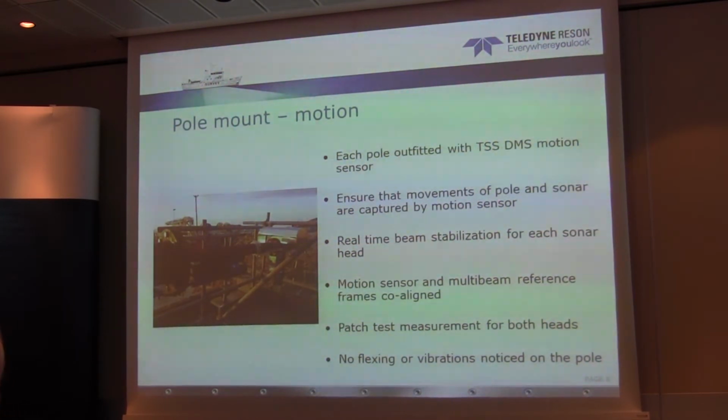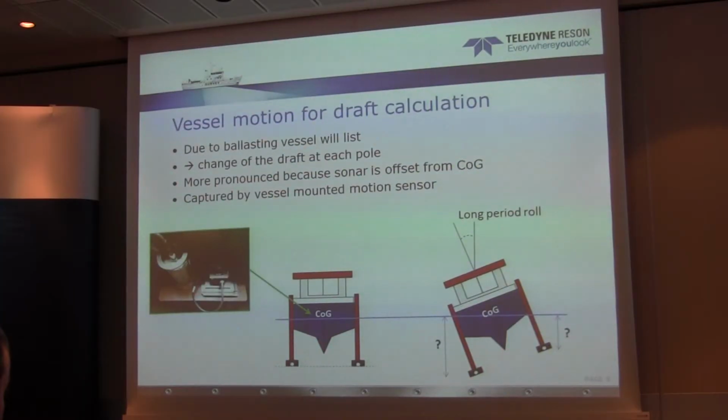Also, the motion data would be fed into the sonar head for the roll stabilization. So you have two sonar heads, both with their own TSS and both doing the roll stabilization. Then we had another pair of motion sensors on the vessel itself, and that was used to calculate the draft changes.